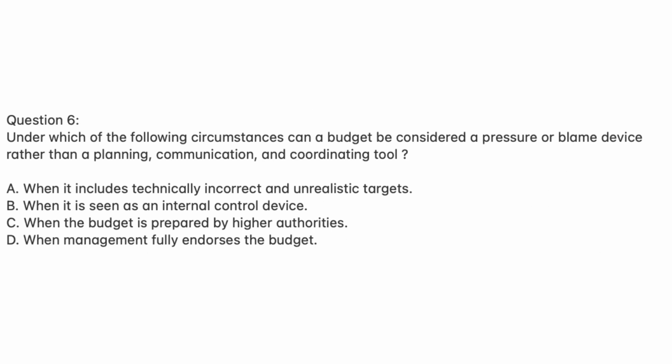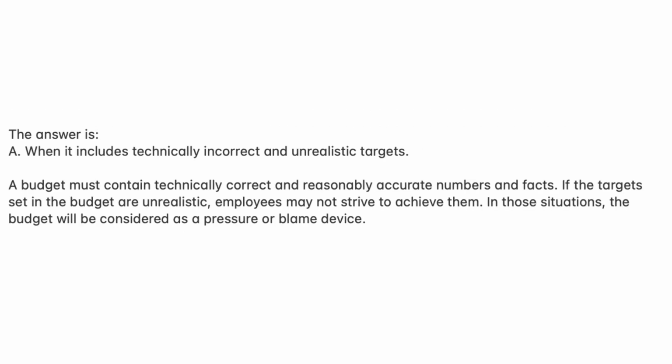Question 6. Under which of the following circumstances can a budget be considered a pressure or blame device rather than a planning, communication, and coordinating tool? A. When it includes technically incorrect and unrealistic targets. B. When it is seen as an internal control device. C. When the budget is prepared by higher authorities. D. When management fully endorses the budget. The answer is A. When it includes technically incorrect and unrealistic targets.